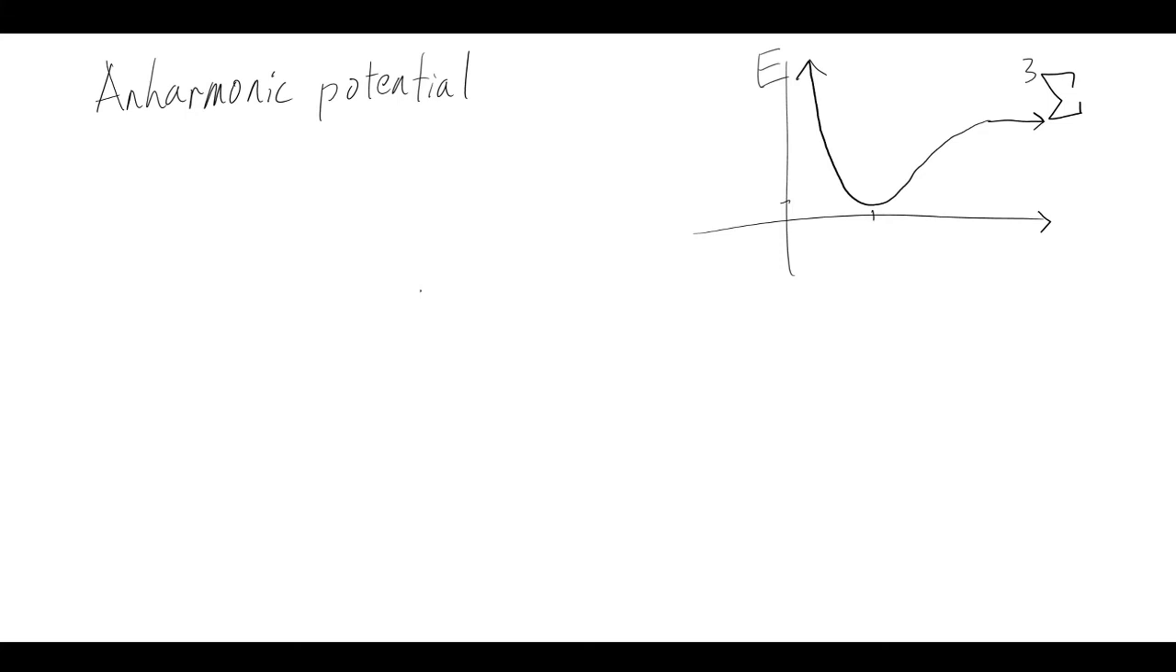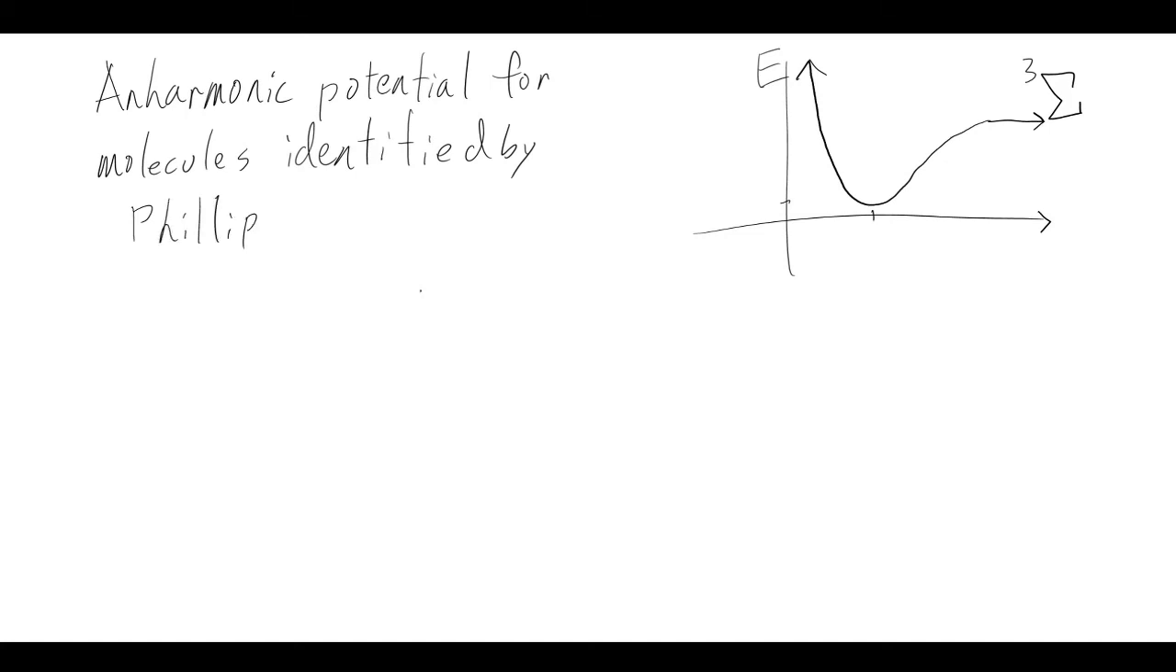Okay, this anharmonic potential, the exact functional form here, was actually first identified. The anharmonic potential for molecules was first identified by a brilliant scientist by the name of Philip Morse. And Philip Morse was an American physicist. He actually worked at Princeton and MIT.